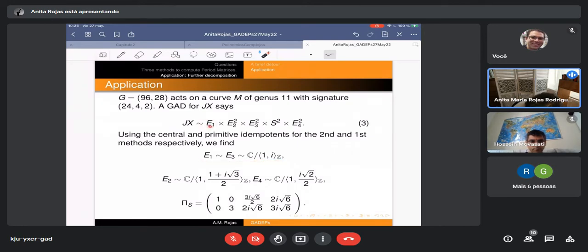So, for instance, E1 and E3 are isogenous to this elliptic curve, so it has complex multiplication. And E2 is isogenous to that elliptic curve, so again, it has complex multiplication, and E4 to that one, so it also has complex multiplication. We were able to determine that by computing the primitive idempotents and computing the period matrix using the second method, because we don't have the period matrix for the Jacobian. It can be done with the computer, but it runs out of memory.